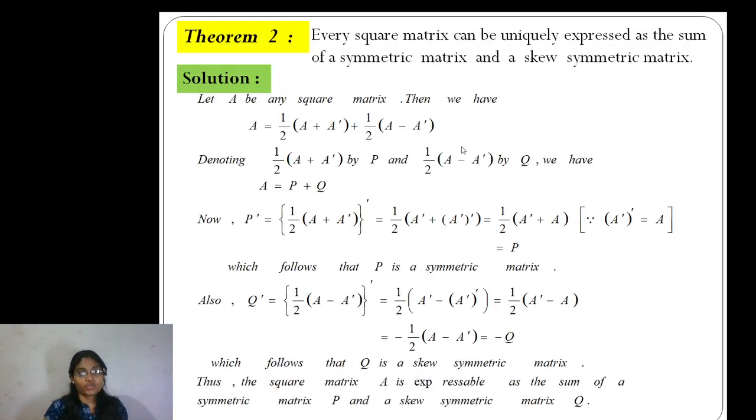Okay, next, theorem 2. Every square matrix can be uniquely expressed as the sum of a symmetric matrix and a skew symmetric matrix. Very important theorem. Solutions and calculations are often based on this theorem. Very, very important theorem. Every square matrix can be uniquely expressed as the sum of a symmetric matrix and a skew symmetric matrix.